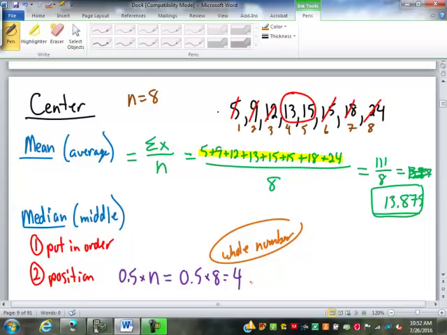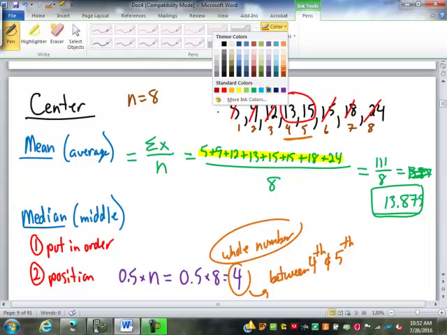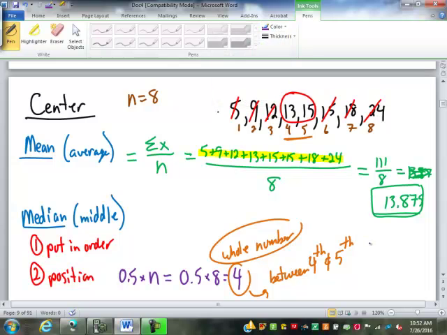Since this comes out to be an integer or a whole number, that's telling us the median is between that position and the next one, so between the 4th and the 5th number, which is exactly what we came up with here. So to calculate it, we're going to add them together and divide by 2. 13 plus 15 divided by 2 is going to give us 14 to be the median. Notice that's relatively close to our mean of 13.875.